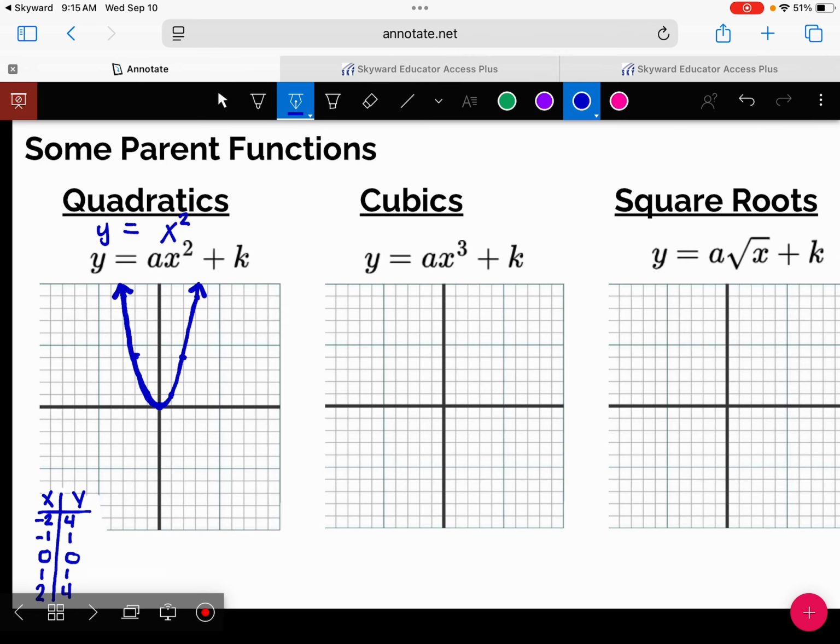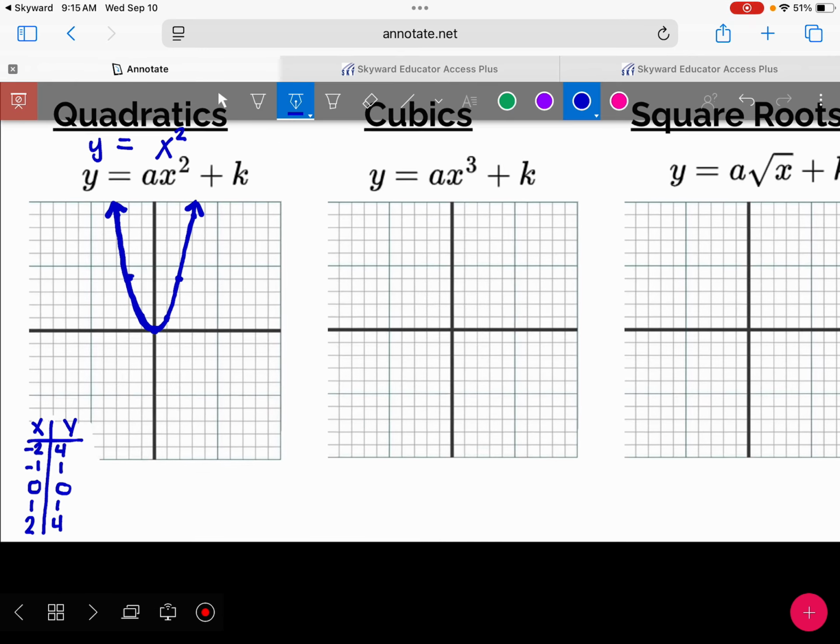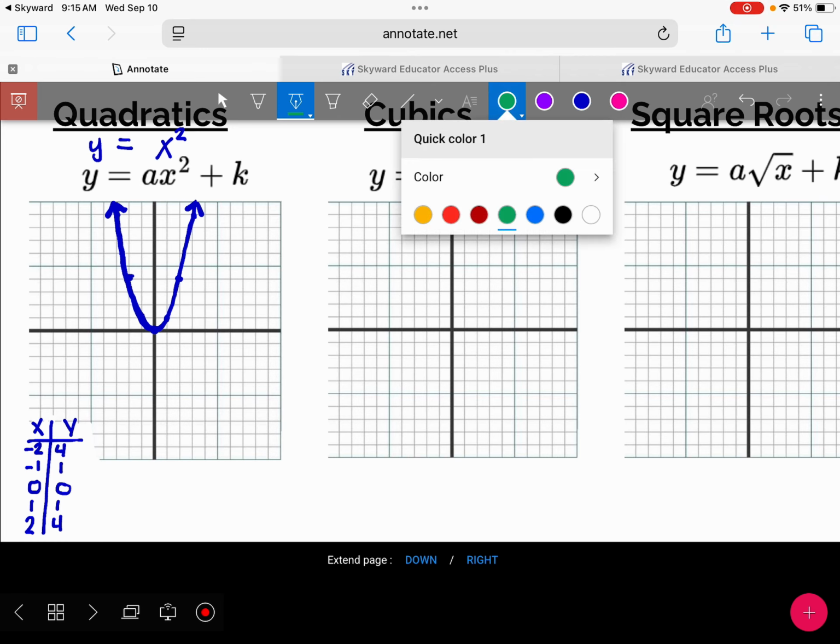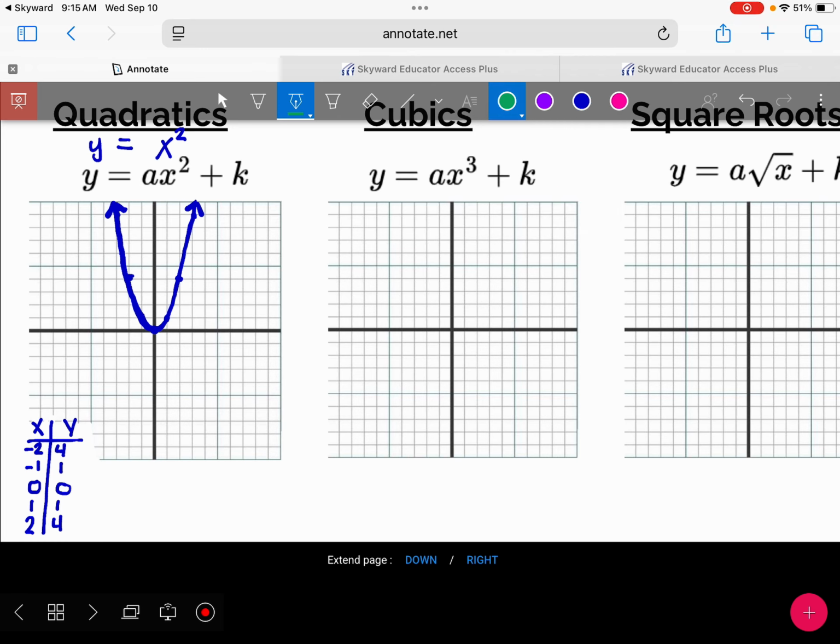And when we start looking at some of our transformations, we will use that parent function or that parent table to shift things around to get them to be where they're supposed to be. We did a lot with A, H, and K in Algebra 2. So if we think about cubics, they're very, very similar. We're going to think about our parent function for a cube, for x cubed.